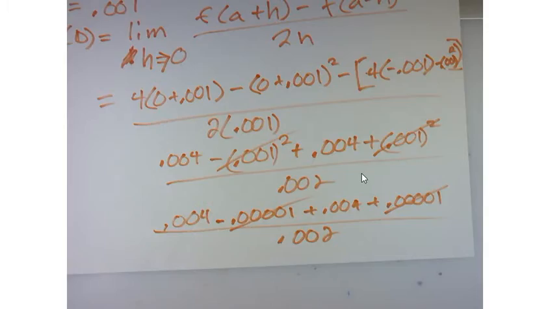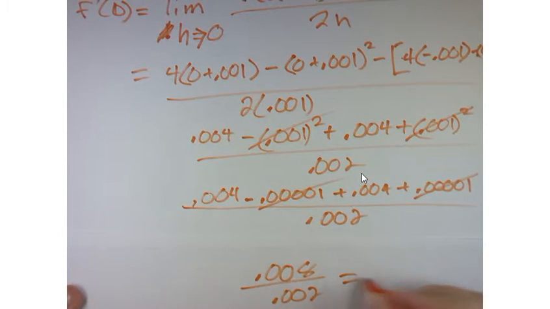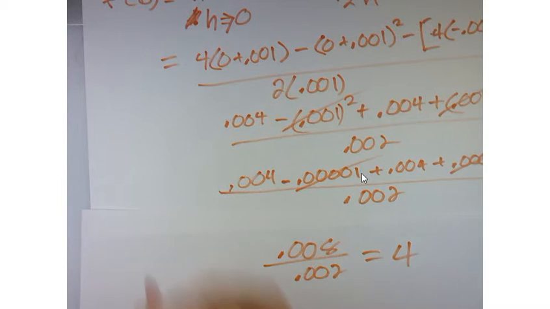So now I've got 0.008 over 0.002, which guess what? It's 4. I'm glad you find humor in that.